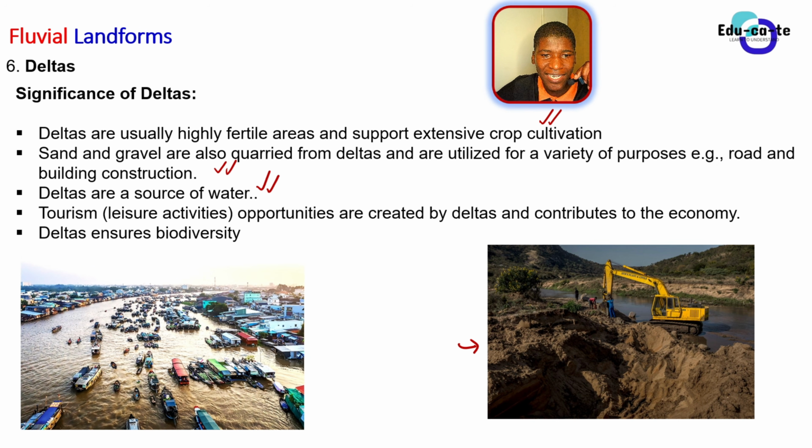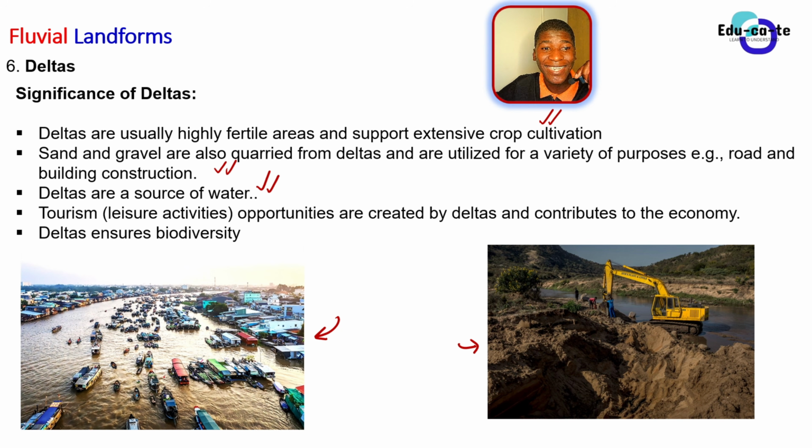For example, this delta, I think this is found in Botswana, if I'm not mistaken. Not sure. I extracted this image from Google, by the way. So this image shows a delta. You can see that there are ships and boats here. People are doing some leisure activities. They're doing some tourism there because the deltas are good tourist attractions. People come from the UK just to get to your river, just to enjoy time in your river or something like that.